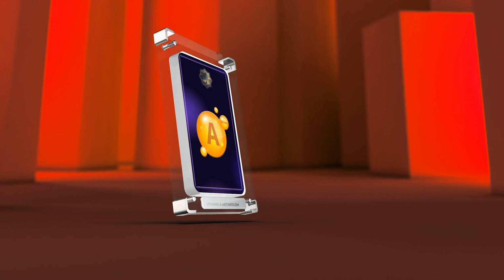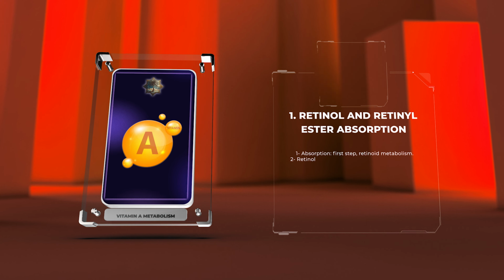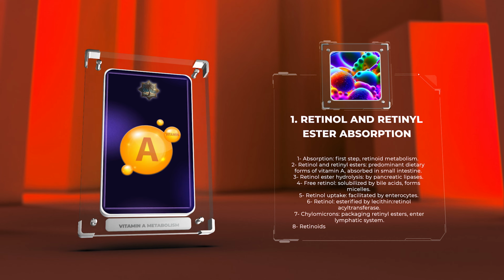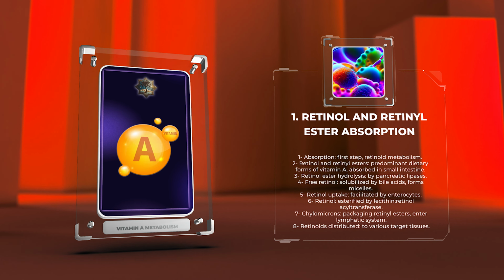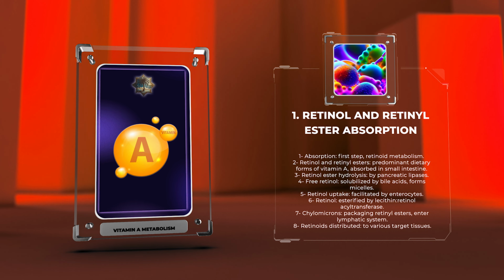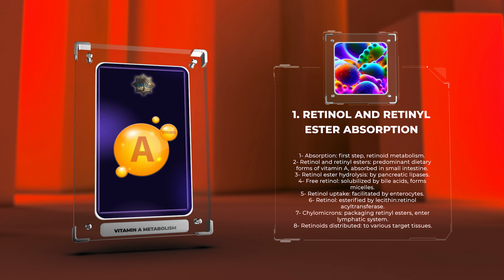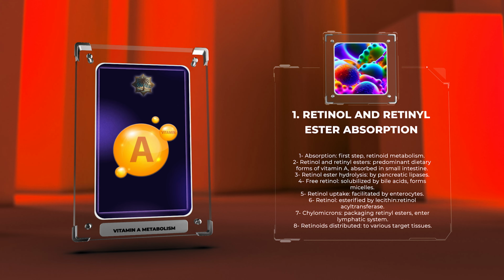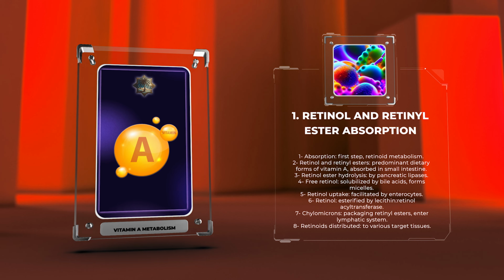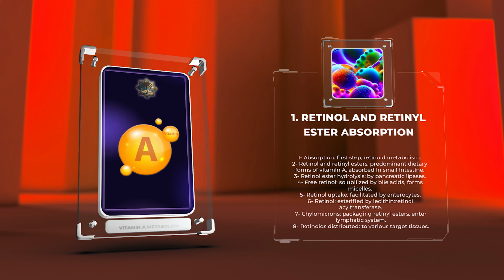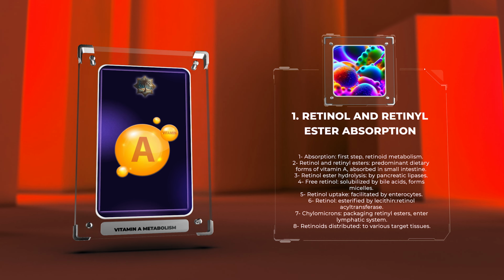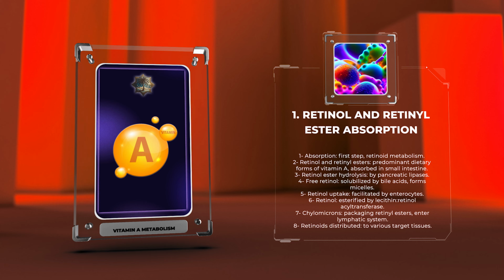Absorption is the first step in retinoid metabolism. Retinol and retinol esters, the predominant dietary forms of vitamin A, are absorbed in the small intestine. The process involves multiple steps, starting with retinol ester hydrolysis by pancreatic lipases. Once hydrolyzed, free retinol is solubilized by bile acids and forms micelles to facilitate its uptake by enterocytes.